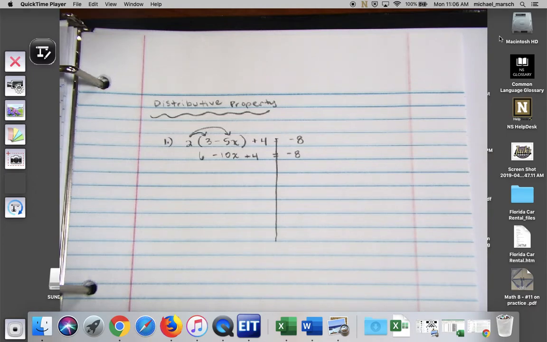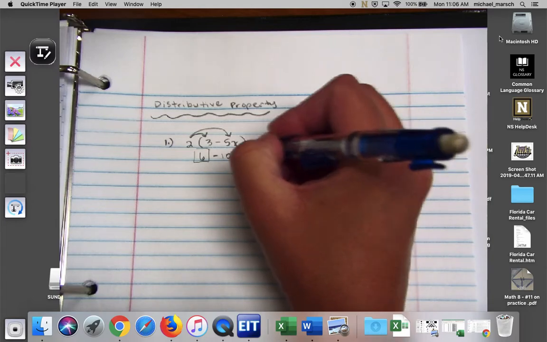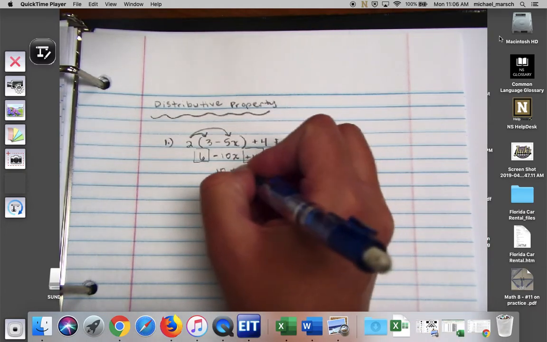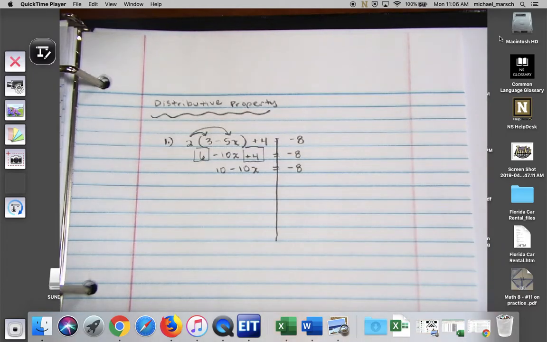What are my like terms? What are the things that I can combine? Grant? 4 and 6. I'm going to put little boxes around these since they don't have variables. So what is 6 plus 4? So I've got 10 minus 10x equals negative 8. And now I have a two-stepper. Yep, you're on it.